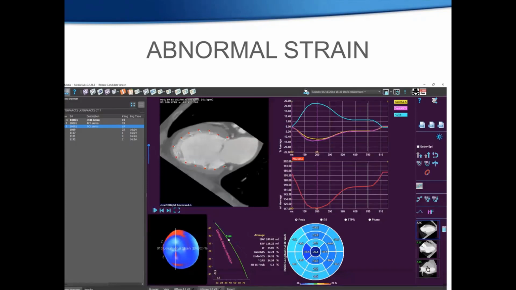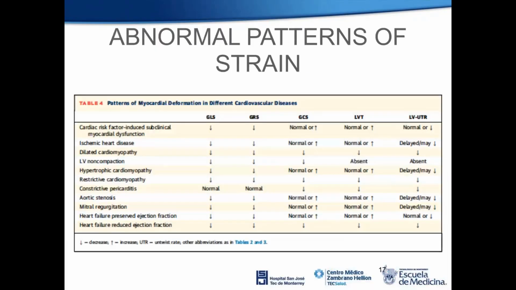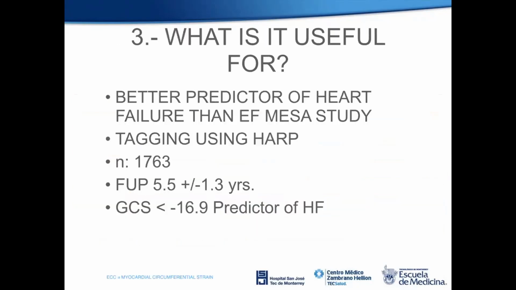Now, thanks to echo and MR, we know that there are certain patterns of abnormal strain that can help us go through our differential diagnosis and help us with connecting the dots. Now, the third question is, what is it useful for? This will open a new research opportunity to see what specifically CT might be useful for.